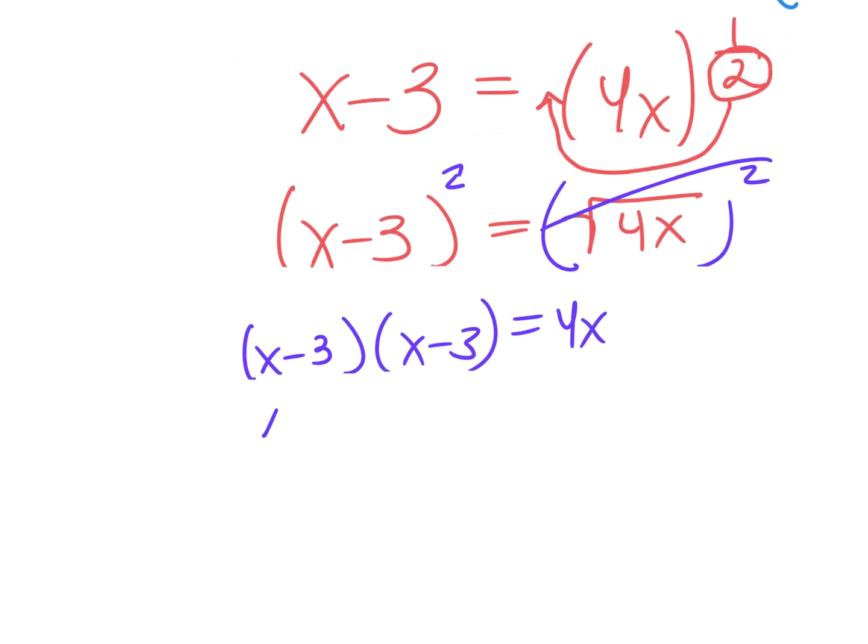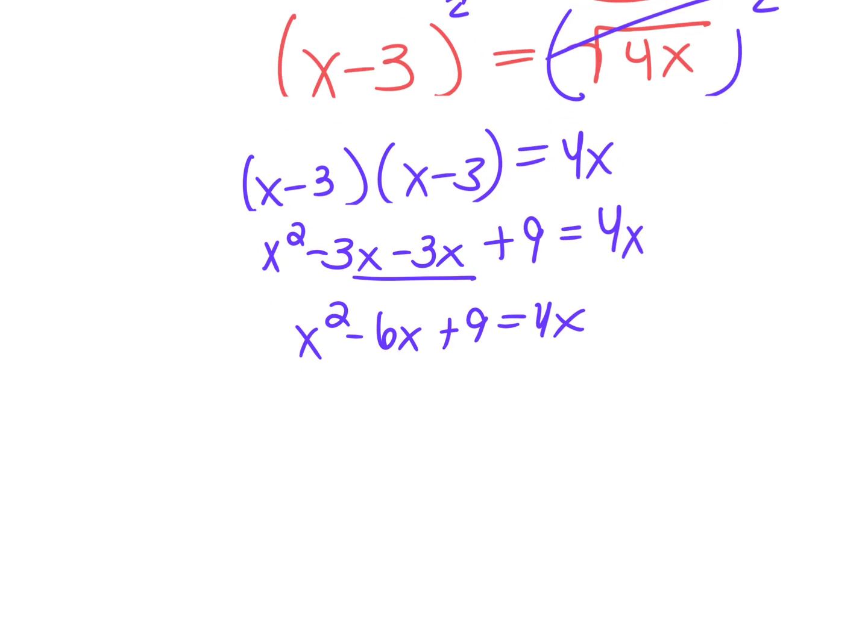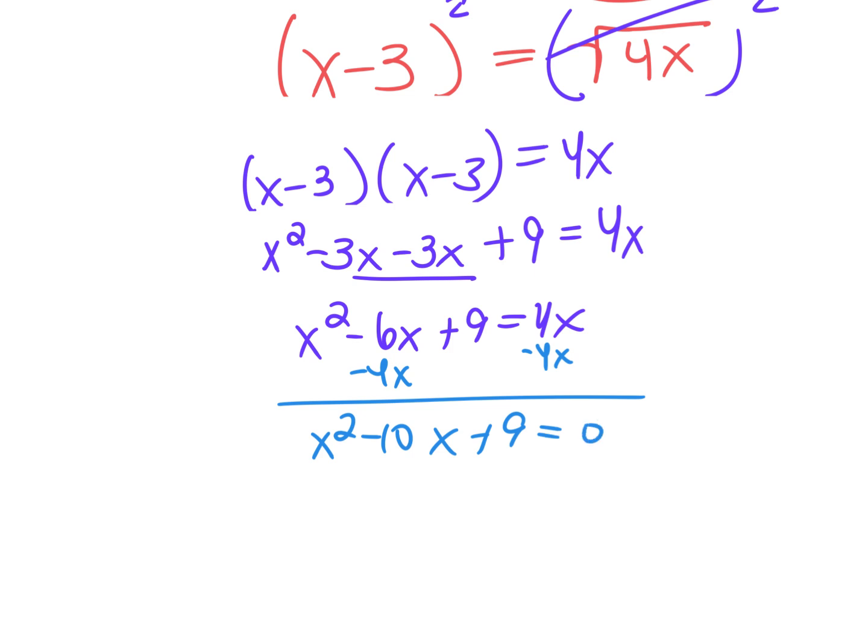So what are we going to end up doing right there? FOILing. X times x is x squared. X times negative 3, negative 3x. Negative 3 times x, negative 3x. Negative 3 times negative 3, plus 9, equals 4x. Can we combine anything? Okay, so x squared minus 6x plus 9 equals 4x. What kind of a problem do we have, guys? A quadratic, like we did yesterday. So go ahead and move everything to one side. Minus 4x, minus 4x. x squared minus 10x plus 9 equals 0.